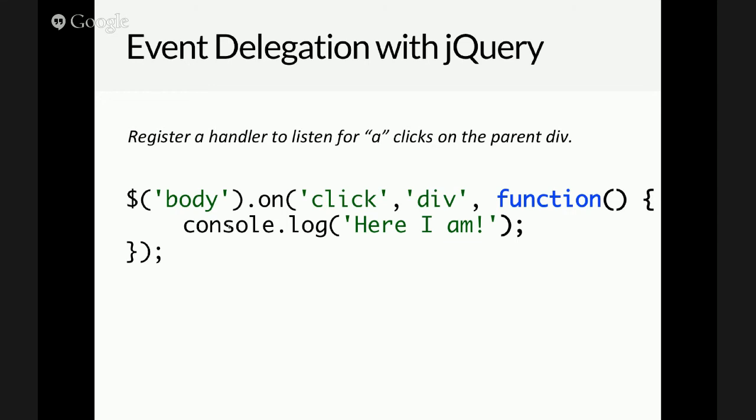So jQuery has this on method that allows you to set up event delegation. Here's the element that you want to listen to, say your root element. I want to listen on the body for any time anybody clicks a div. That's how this reads. And this will internally listen on the body for clicks and then check if the target or a parent of the target was a div. And then we'll call this back.